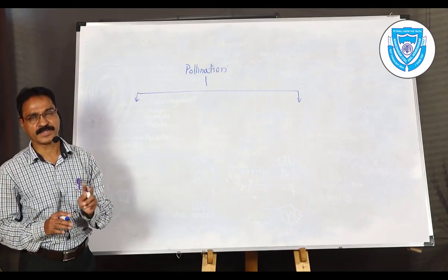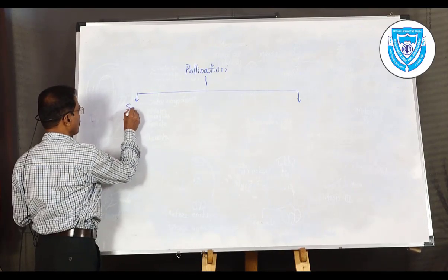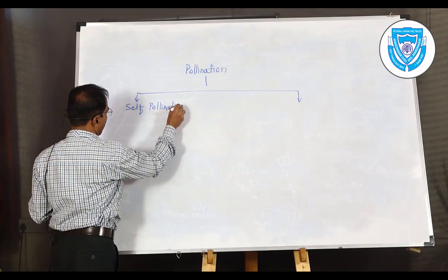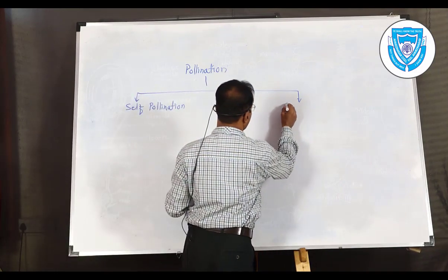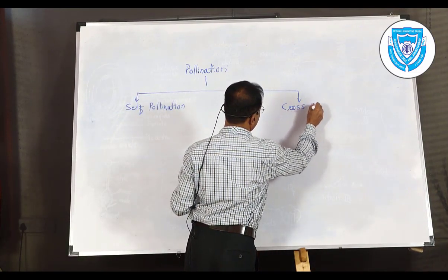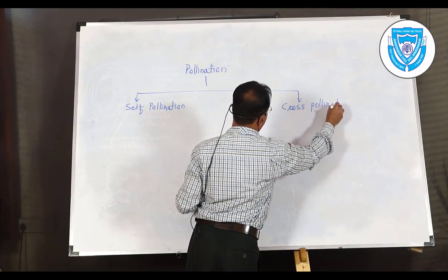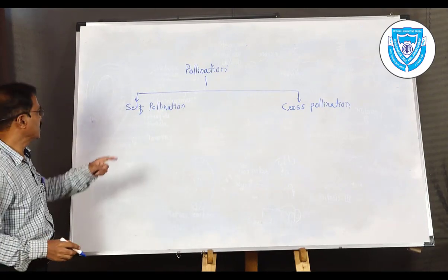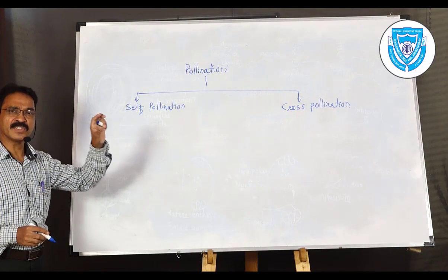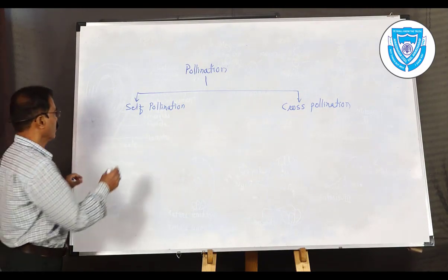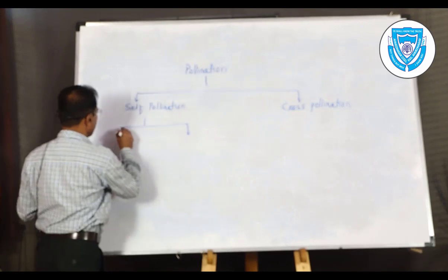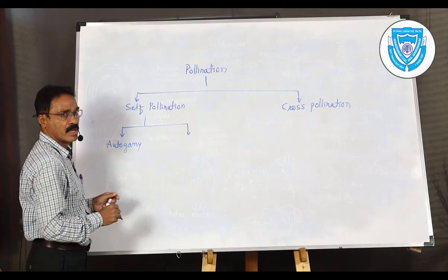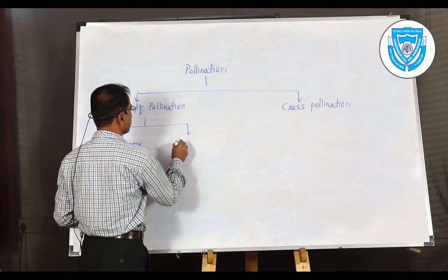Pollination is mainly of two types. It is called self-pollination and cross-pollination. Self-pollination, as the name indicates, the pollination takes place in the same plant. But when it is in the same flower, it is called autogamy. And the second is called geitonogamy.